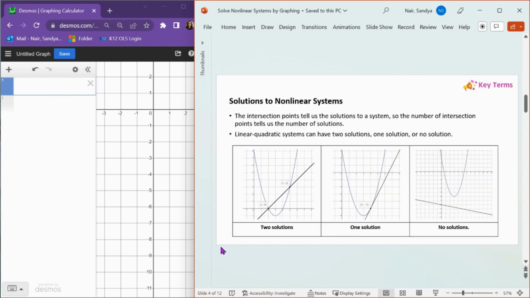So remember, again, the intersection points will tell us the solutions to a system, so the number of intersection points tells us the number of solutions. Linear quadratic systems can have two solutions, one solution, or no solution. You can see here, this system will have two solutions because it has two intersection points. The second system is going to have one solution because we only have one point where the graphs intersect. And this third graph will have no solutions because those two graphs will never intersect.